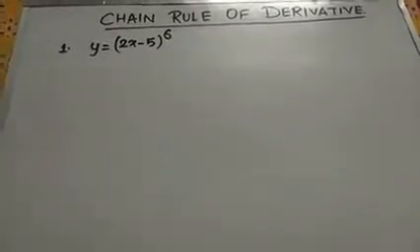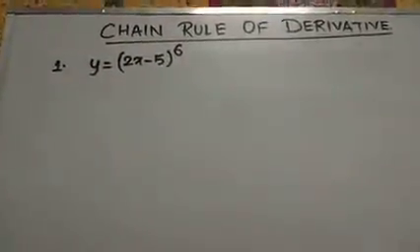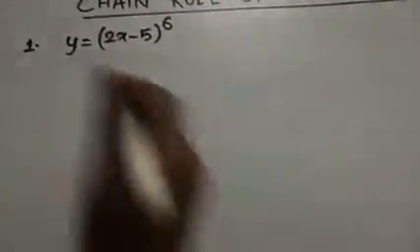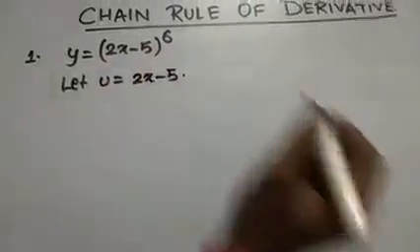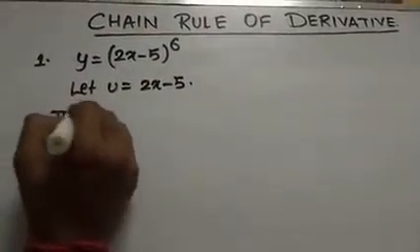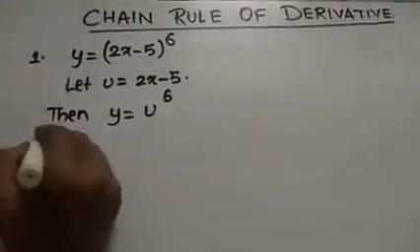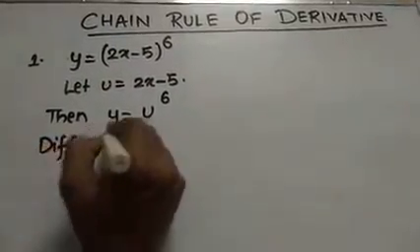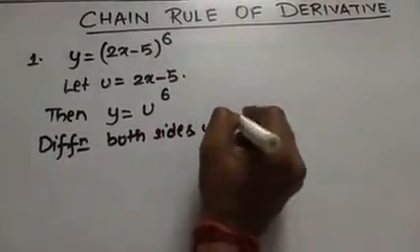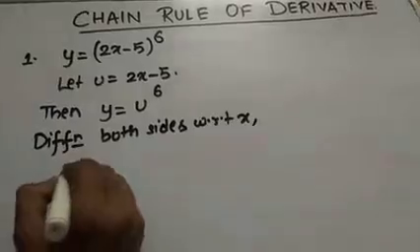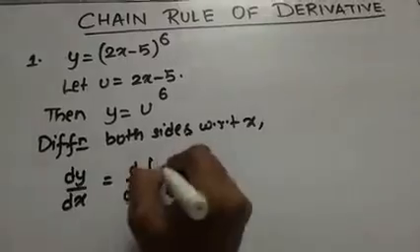Okay, the question is y equals (2x minus 5) to the power 6. Same as the previous example, we will introduce a new variable. First of all, we will write let u equals 2x minus 5. Then your new form of y is y equals u to the power 6. So now we will write, differentiating both sides with respect to x, this side will be dy by dx, this side will be d dx of u to the power 6.